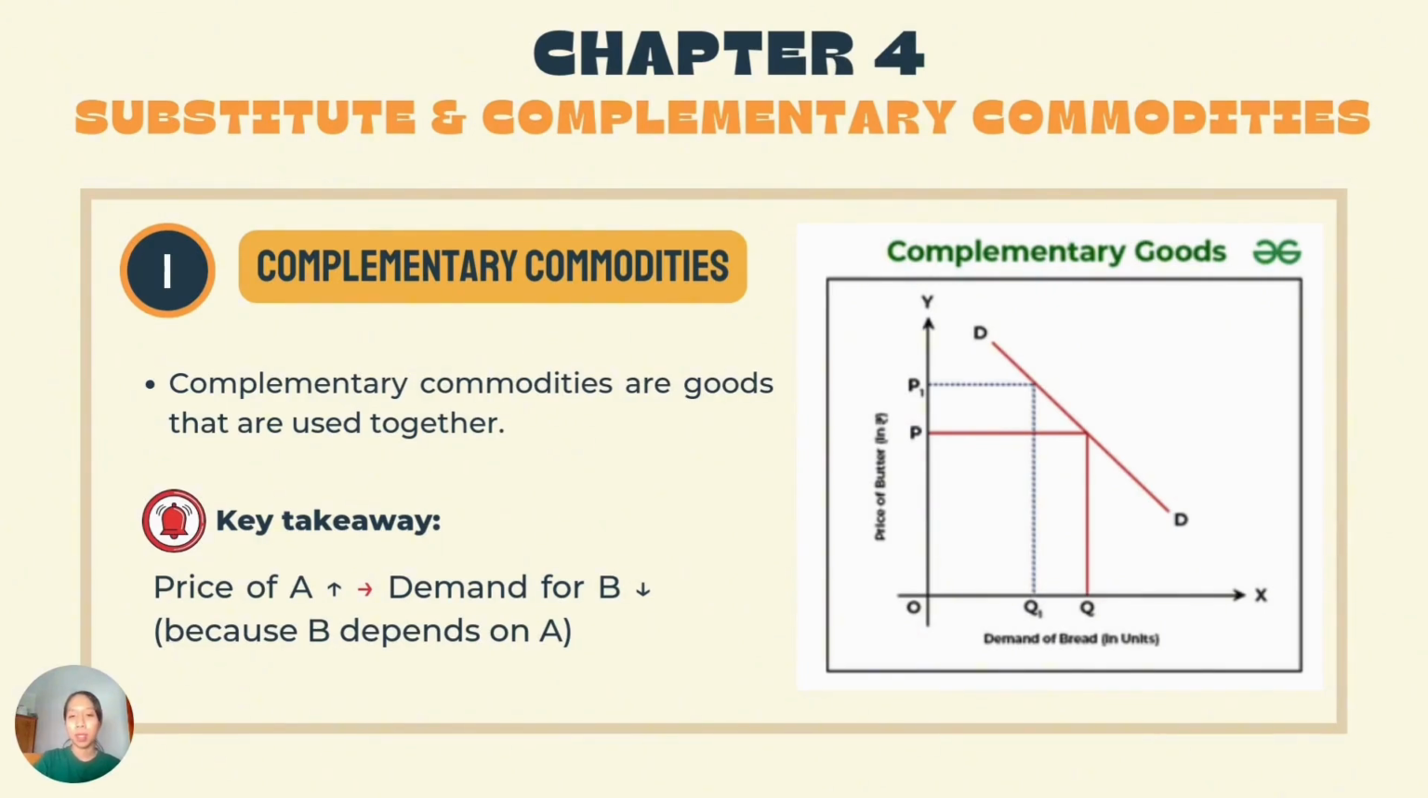So when the price of butter increases, then the demand of bread decreases because these products are usually consumed together. So when the price of the other product gets too expensive, then demand for the other product decreases. The demand of bread depends on the price of butter.